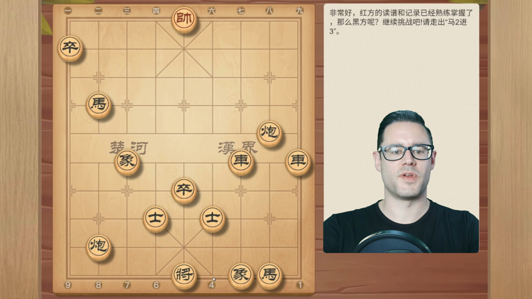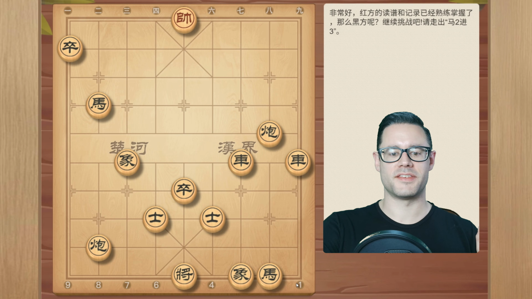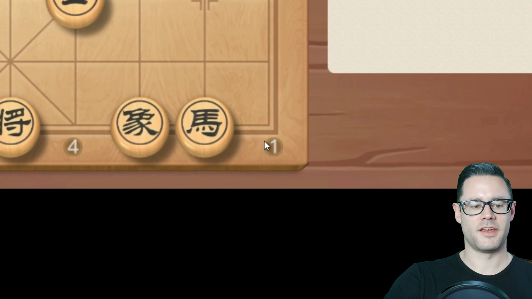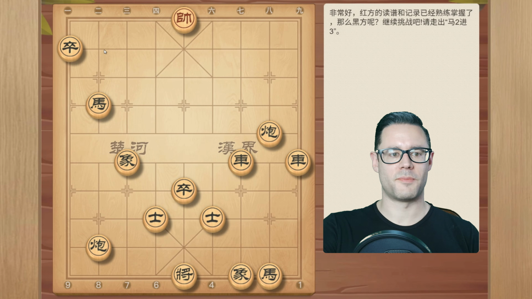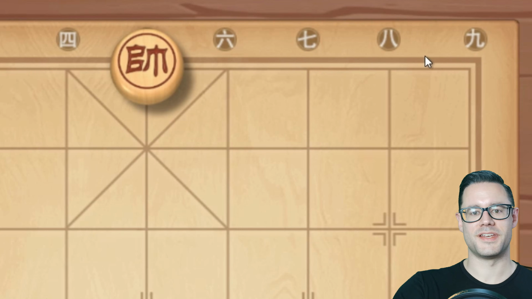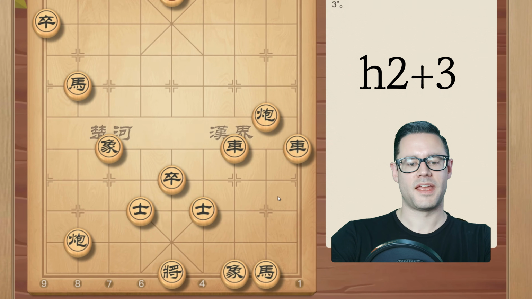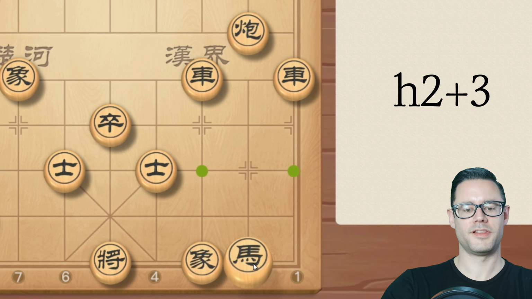Now let's do some practice with the notation for the black side. Again, it's the same exact thing because the notation is relative to the player. On our right-hand side, because we're black now, we have the number 1, and all the way to the left, we have the number 9. And looking at red from our perspective, they have number 1 on our left-hand side, going all the way to 9 on our right-hand side. So let's do h2 plus 3. That's horse on file 2, 1, 2. h2 plus 3. So we're going to move over to file 3.